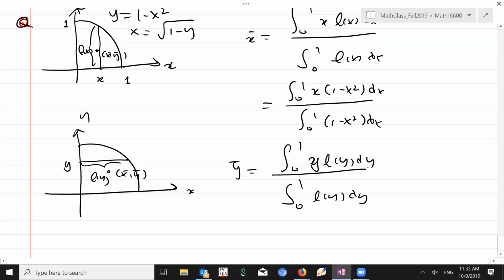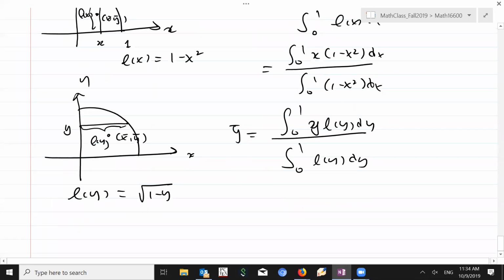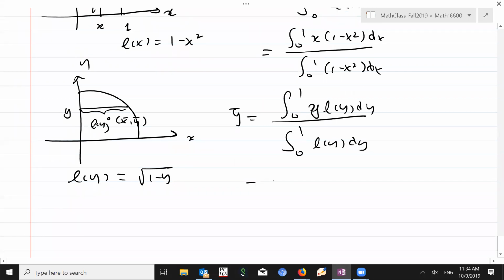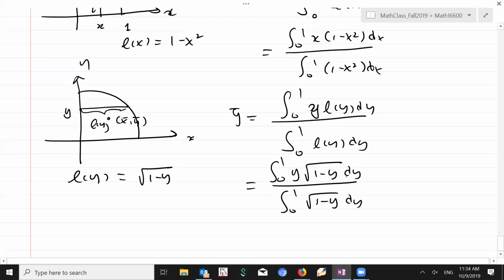Right? Of course, in this case, ln x is 1 minus x squared. But in this case, you have to get the x value, so 1 minus y, for each given y. So this is going to be the integral. This is the correct answer.